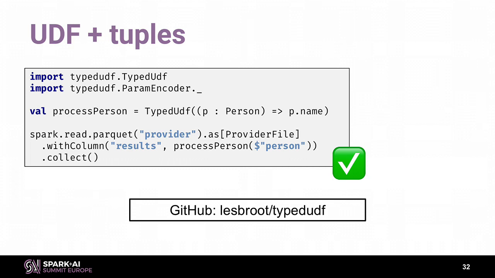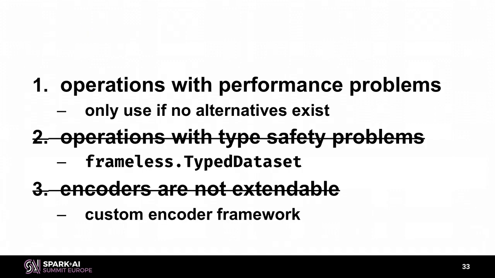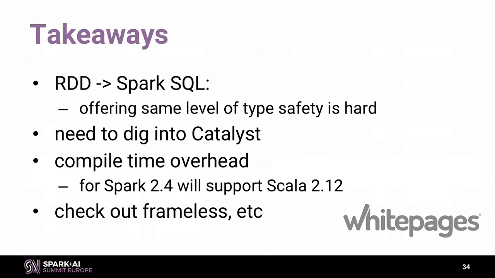But one of my colleagues, Gabor, wrote a workaround for this. He published it in this typed UDF library. You can just use this typed UDF class the same way you would use a UDF, and it will work for nested structures as well. So basically, lambdas: only use them if really needed and face the consequences. So that was my talk, basically.